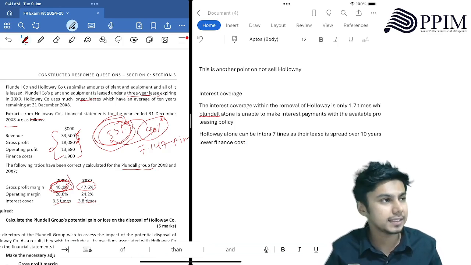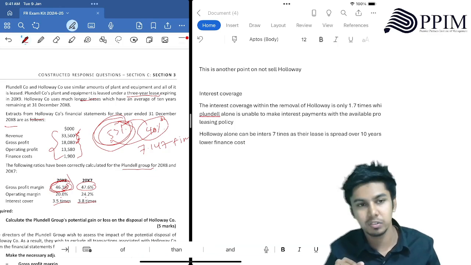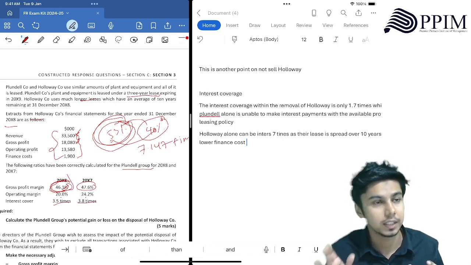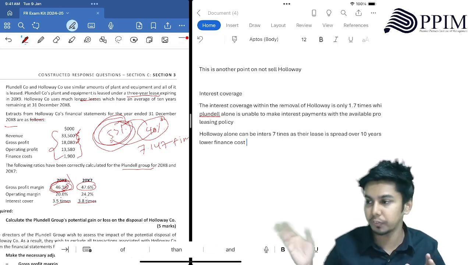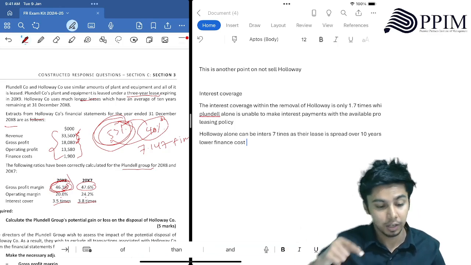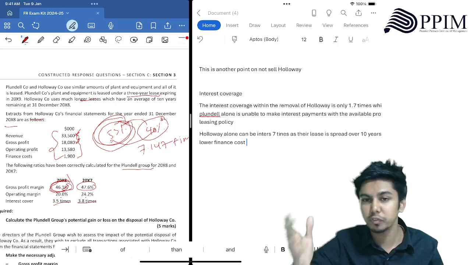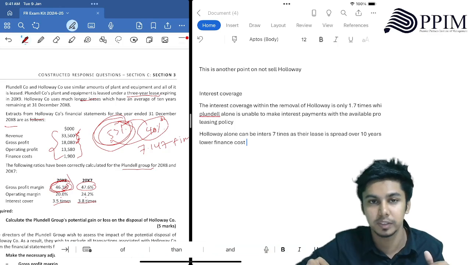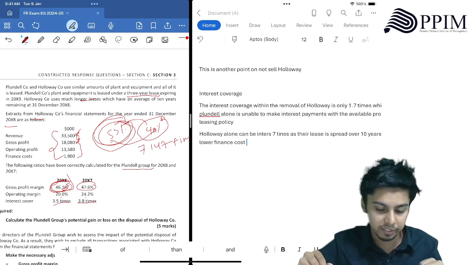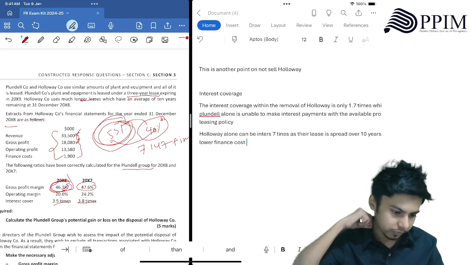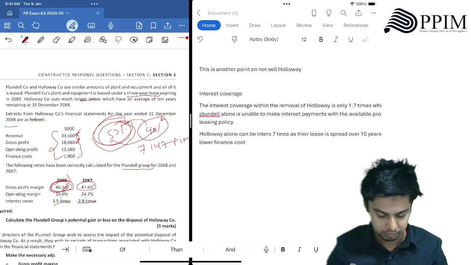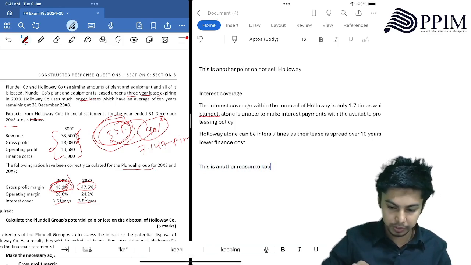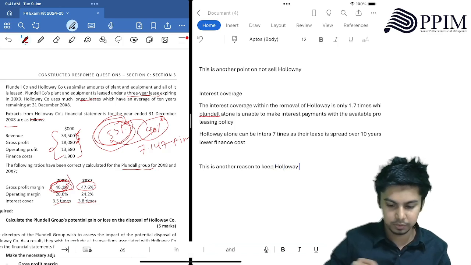Now, in this case, to be very honest, there is no benchmark, but taking the context into consideration: earlier we were 3, now we are 1. So we have fallen down twice. Holloway alone can pay 7 times. We alone can only pay 1. So relatively, when you take the context, we are at a very low level, with a lower finance cost. This is another reason to keep Holloway.